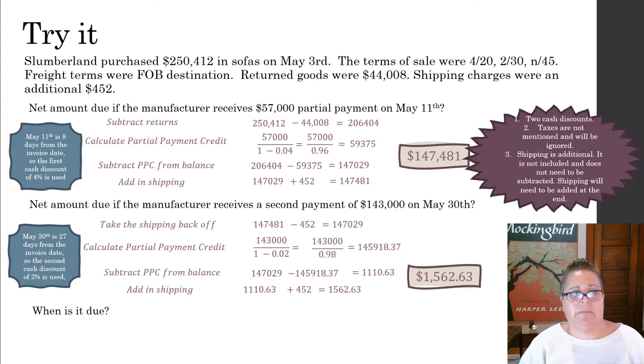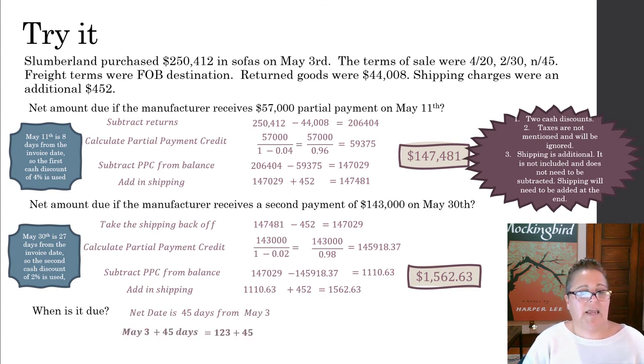Well, that's kind of a nice balance, those partial payments. Good. So when is all of this due? The net is due 45 days, and since it's ordinary, it's going to be 45 days from May 3rd. So May 3rd is day 123. When I add 45 to that, I get day 168, which when I look that up on my table, I see that that is June 17th.